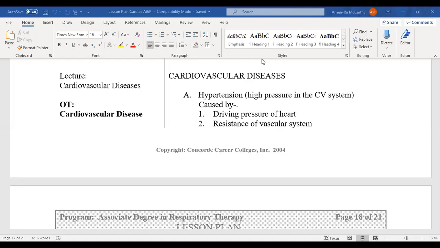After it returns from the lung, it returns via the pulmonary veins on both sides, right? They both dump into the left atrium, go through the bicuspid or mitral valve, down into the left ventricle, then through the aortic valve into the aorta and then to the body.